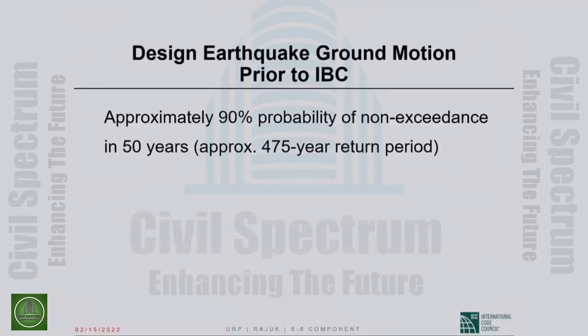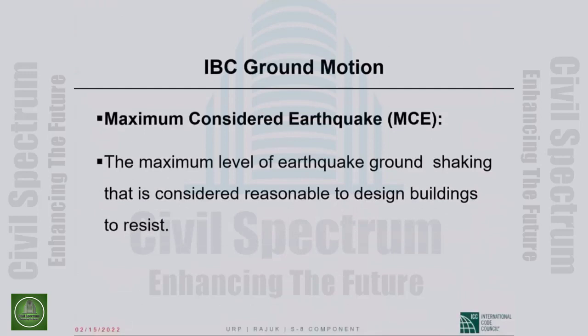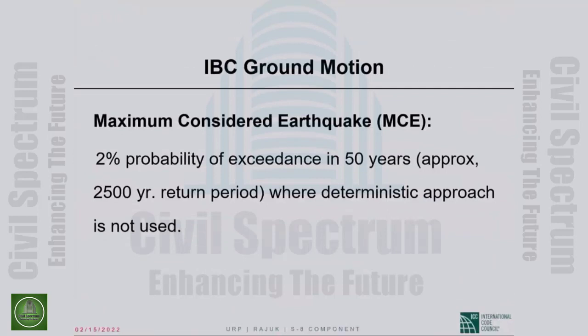Okay. So design earthquake ground motion prior to IBC is the 500-year return period ground motion, as I just mentioned. The ground motion today, we define maximum considered earthquake ground motion. In the source document and our provisions, this is the definition: maximum level of earthquake ground shaking that is considered reasonable to design buildings to resist. This, I pointed out, is not very useful as a definition because of the word reasonable in there. It is kind of a declaration of principle. The definition that was built around that declaration of principle is that the maximum considered earthquake is the 2500-year return period earthquake, 2% probability of non-exceedance in 50 years.